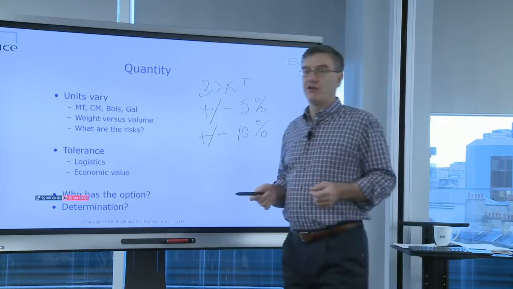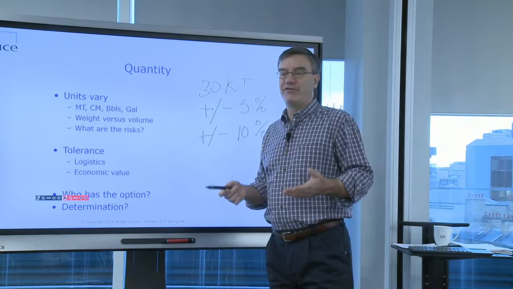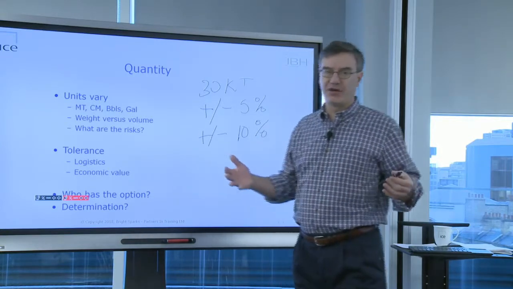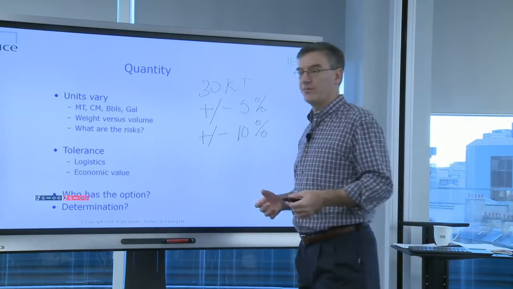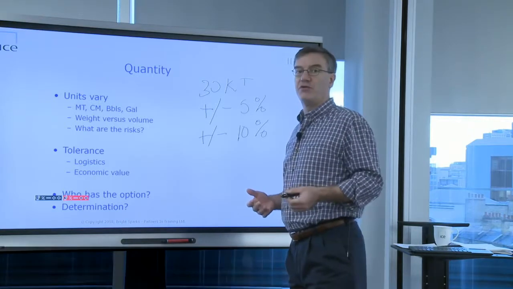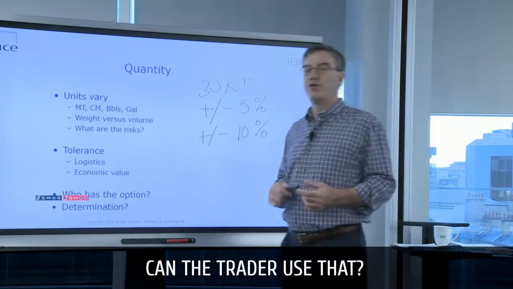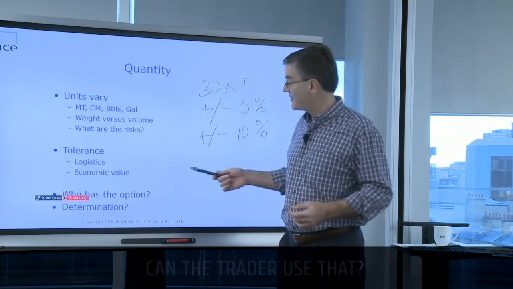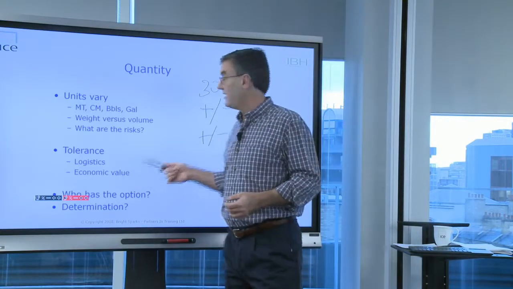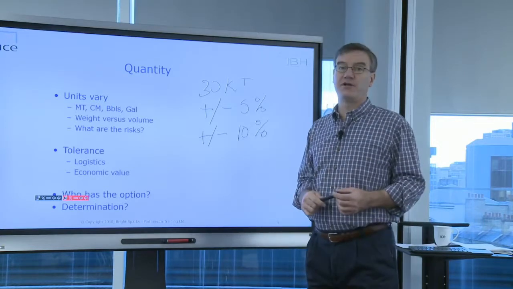That's an operational tolerance. That's a necessity of the physical reality of the density of the cargo. Can you fit it on board the ship? The size of the ship that was hired to do the journey. But can the trader use that? And does a trader use that? Which is to say, is there an economic value in changing this optionality?